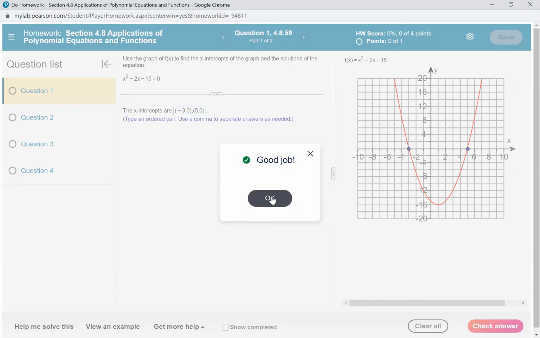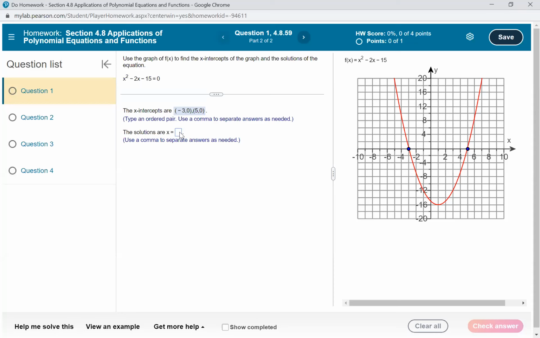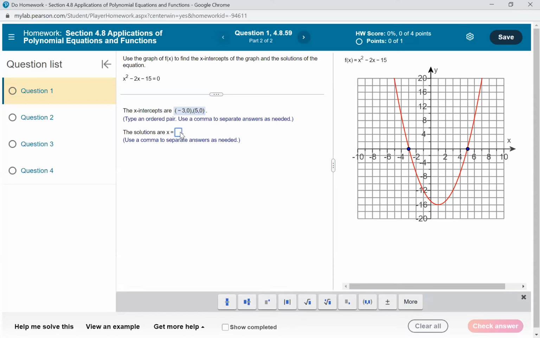And then okay. Now it says, what are the solutions? Well, the solutions will be the first x value, which was -3, comma, the second x value, which is 5. So that's all this exercise wants you to realize, is that those x values are the same as the solutions. So you're going to check that answer.